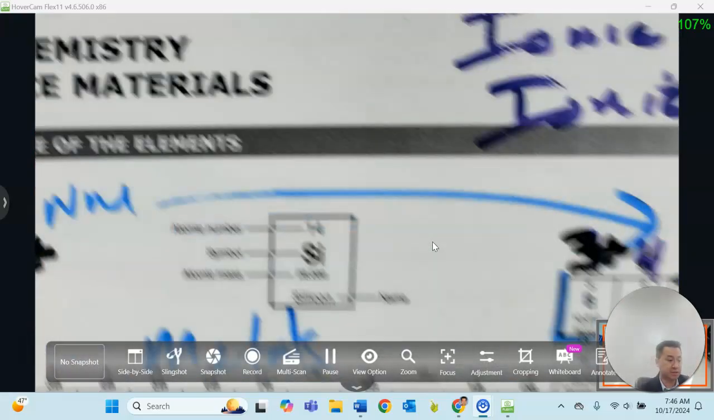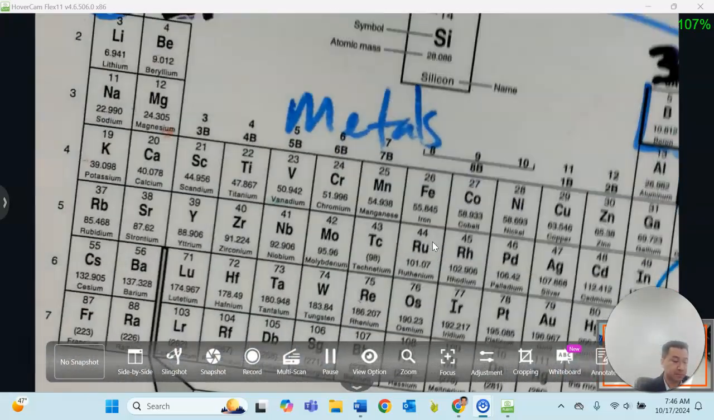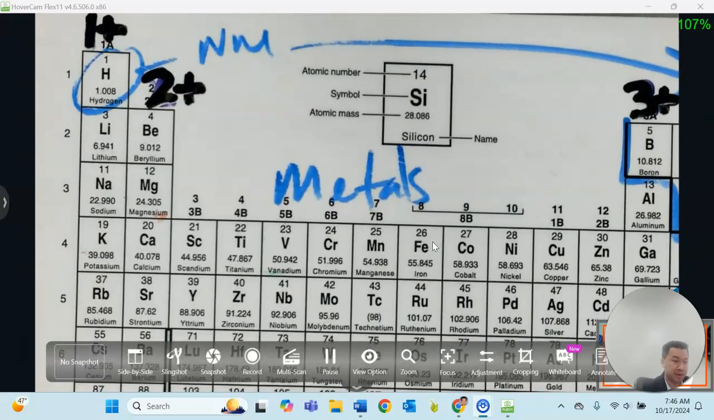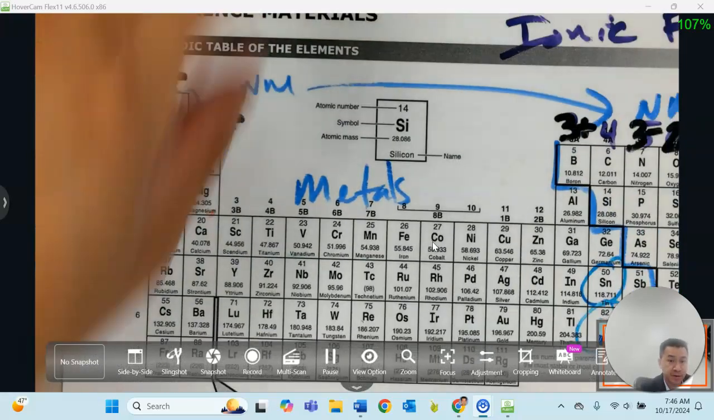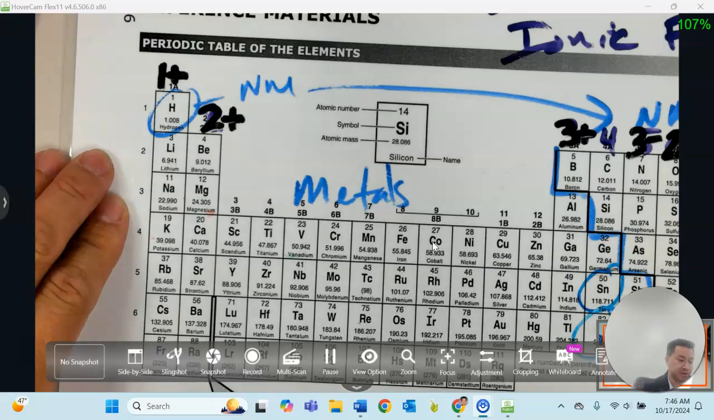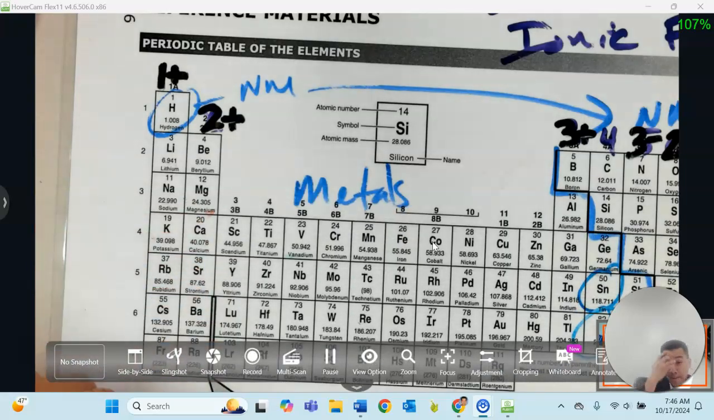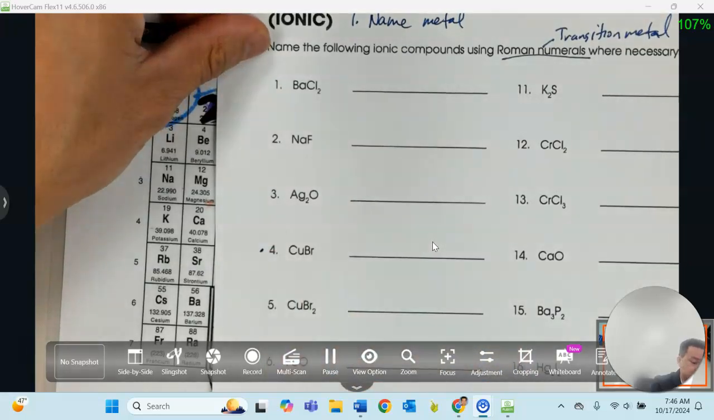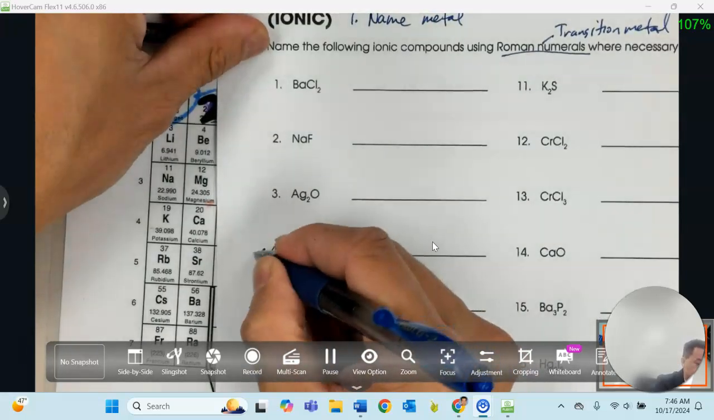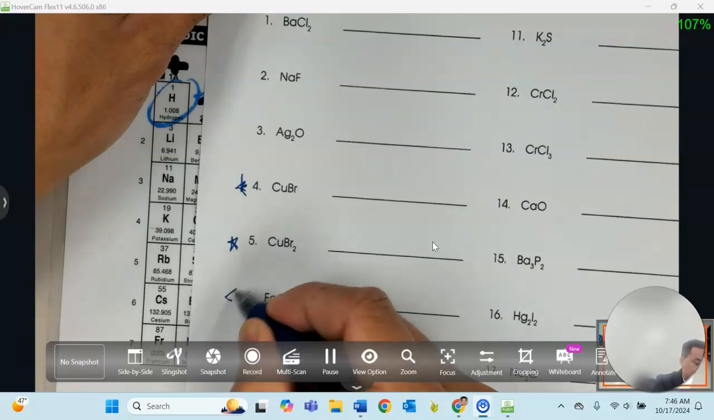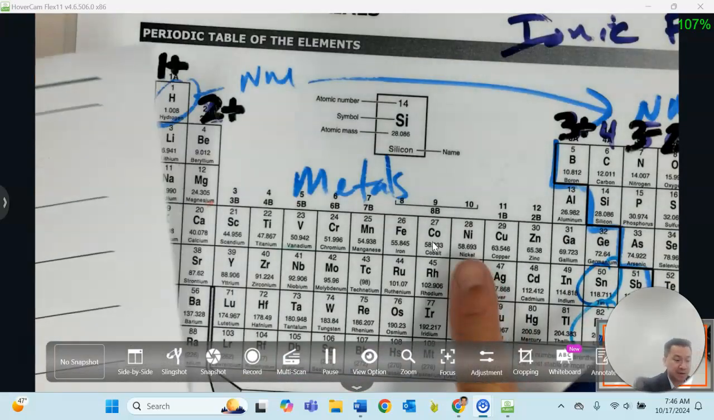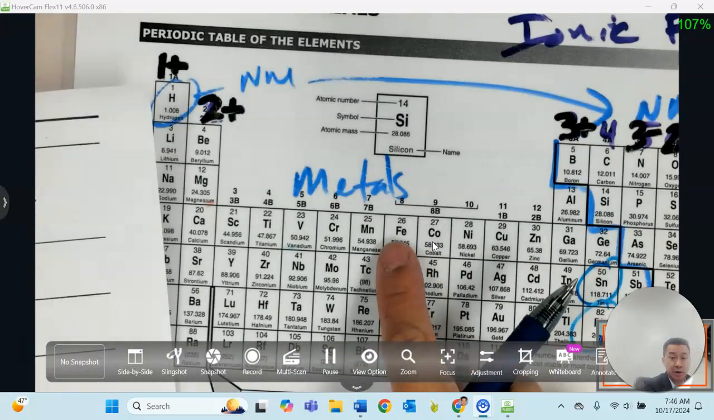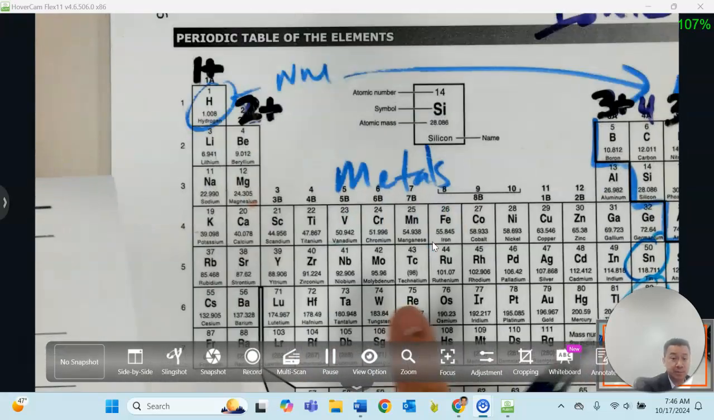Remember, transition metals are here. Right? So you make note. I'm going to give you a couple of hints here. Transition metals. Like copper is a transition metal. Like number 4 is a transition metal. You need to use a Roman numeral. Number 5, you need to use a Roman numeral. Iron, you need to use a Roman numeral. Because iron, copper, they're all transition metals in the middle here.